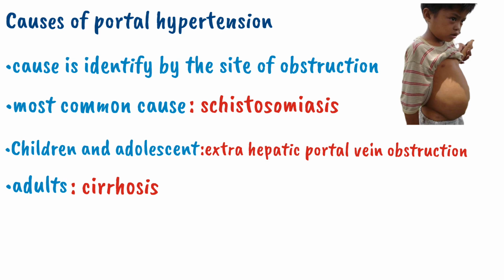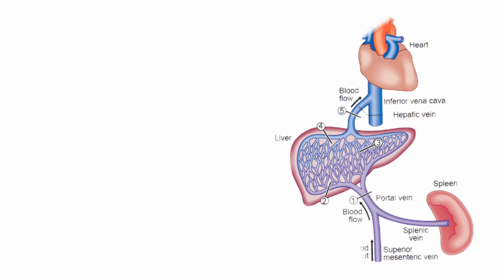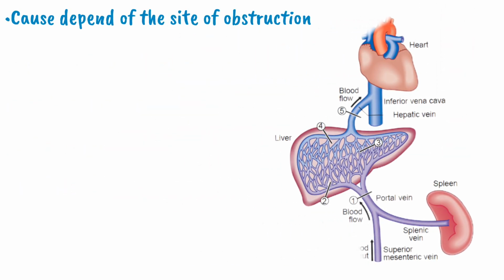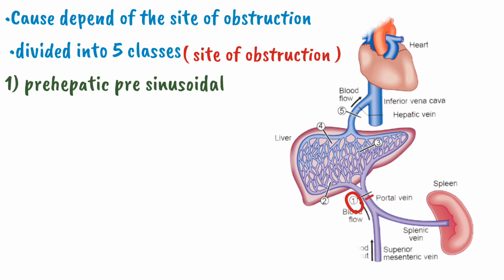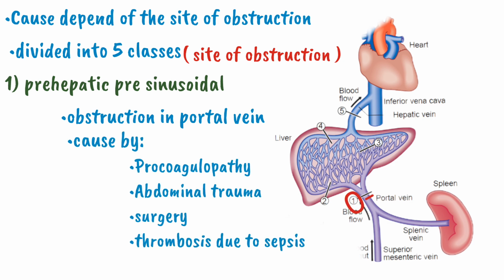But we should study the causes of portal hypertension in detail. To understand the causes, let's look at this diagram. The cause depends on the site of obstruction to the flow in the portal venous system. The causes are broadly classified into 5 classes on the basis of the site of obstruction. The first one is prehepatic presinusoidal, meaning the obstruction is in the portal vein, and it is usually caused by procoagulopathy or abdominal trauma including surgery, plus thrombosis due to sepsis.